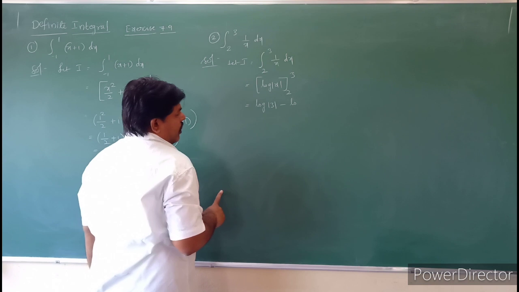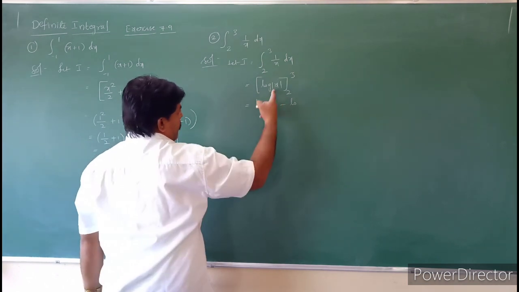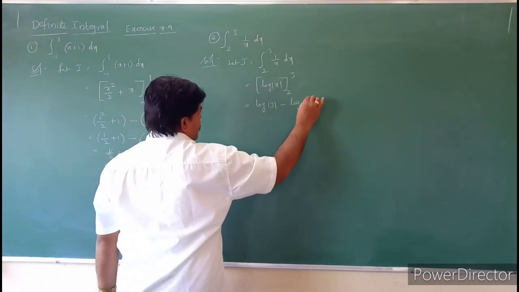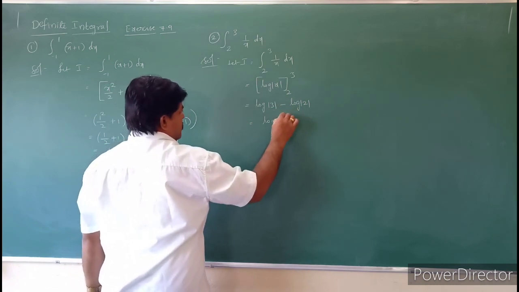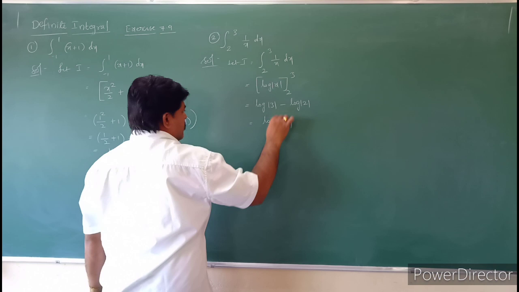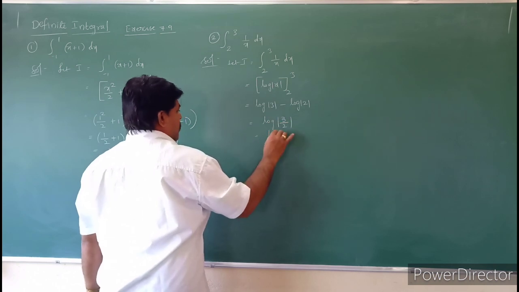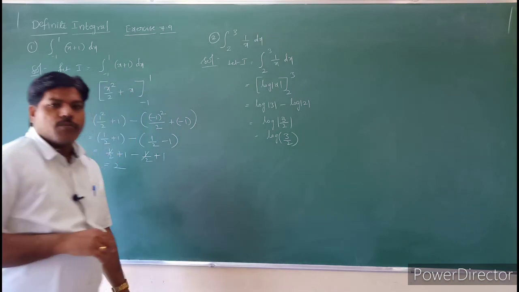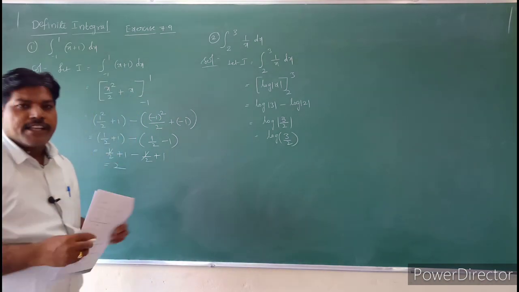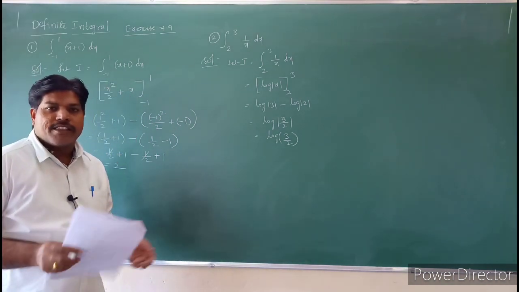Integral of 1 by x is nothing but log of mod x. First apply the upper limit minus apply the lower limit. So that implies log a minus log b, that is nothing but log of 3 by 2. It is a positive value, there is no need for the mod, so we can remove that. In the previous one we are getting the c, but here we don't get the c values.